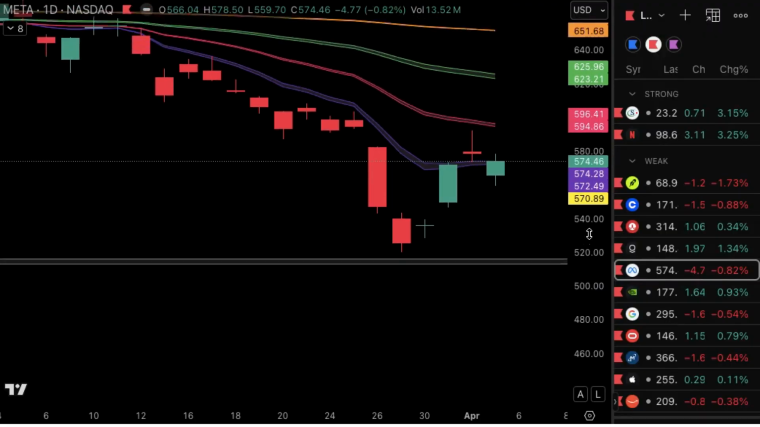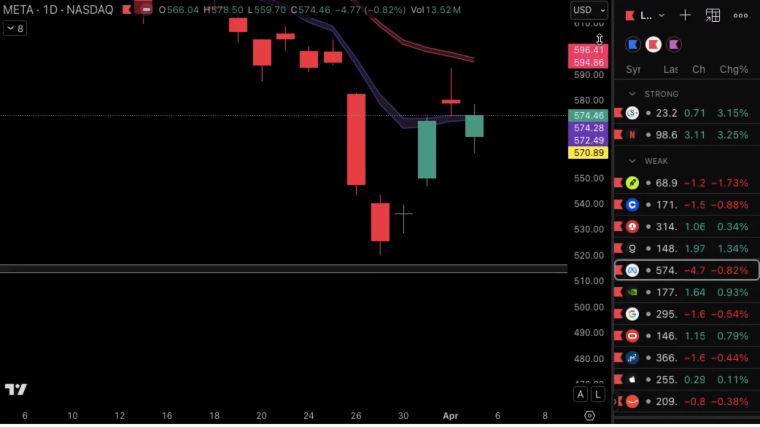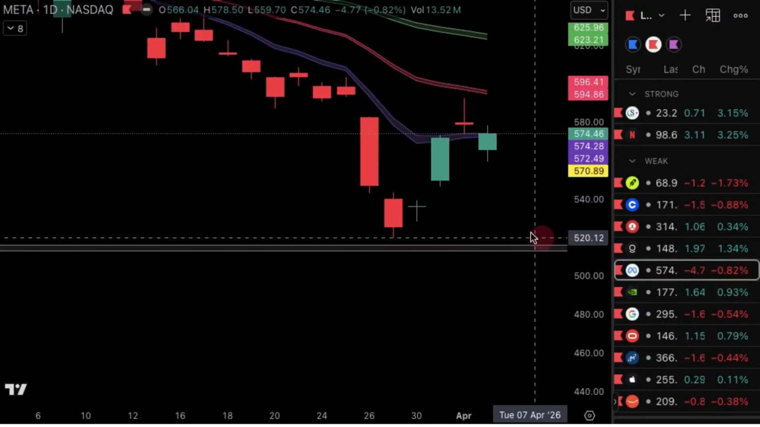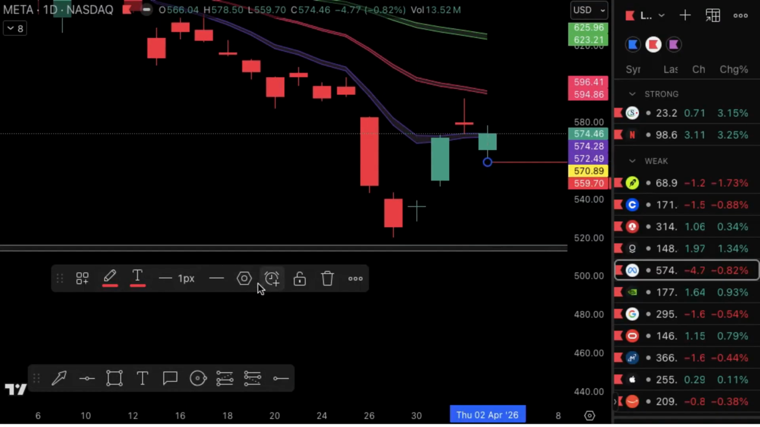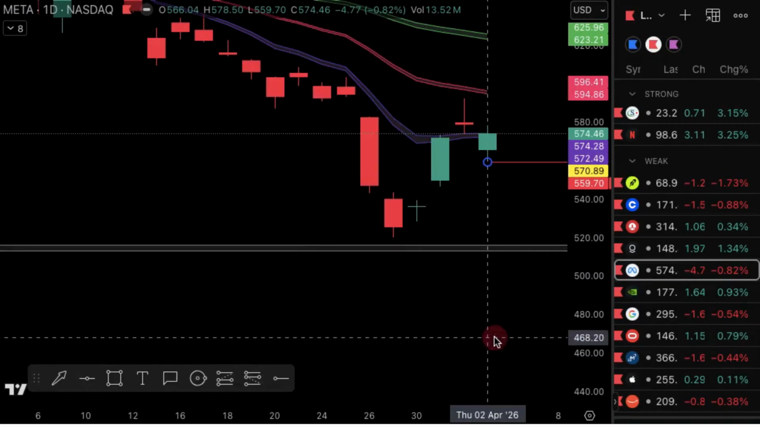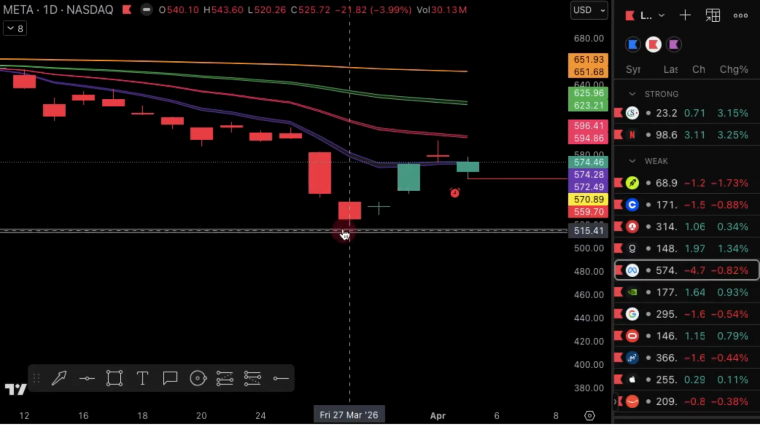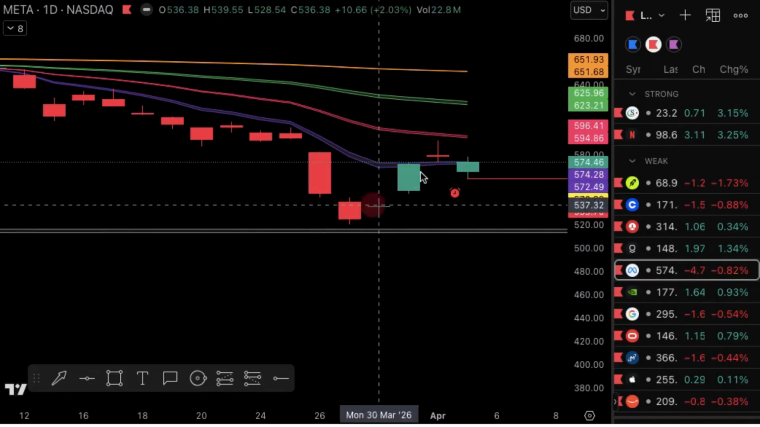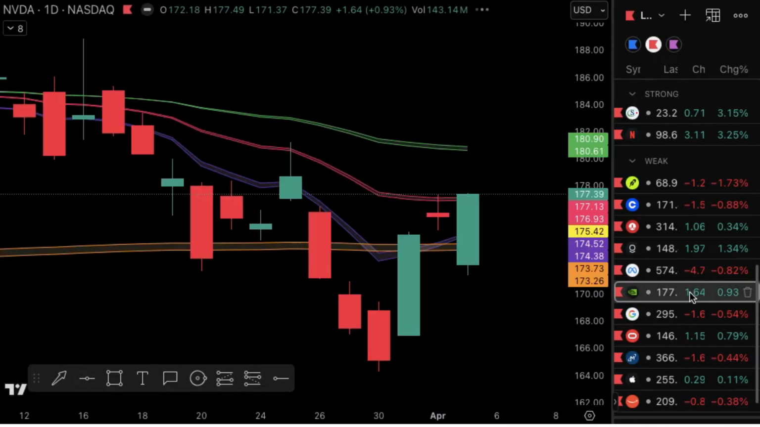Meta, closed above the daily 9 EMA. This is pretty close to that 9 EMA, so I am going to set one lower. So we'll see if we can get a previous day low break and then trade down to the low of this, kind of the bottom of this trend line that's going up towards the 9 EMA.